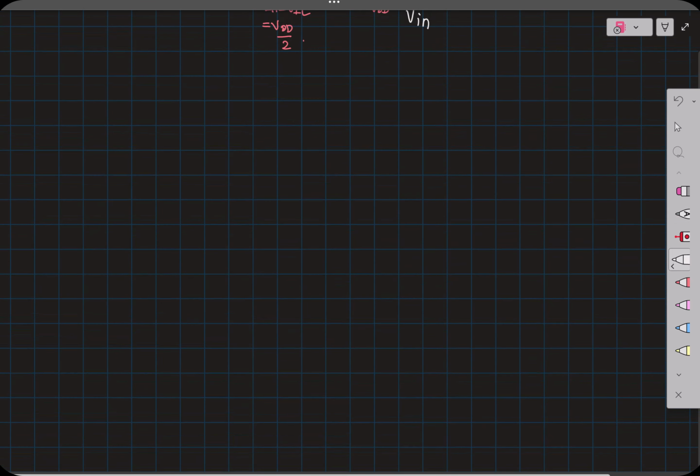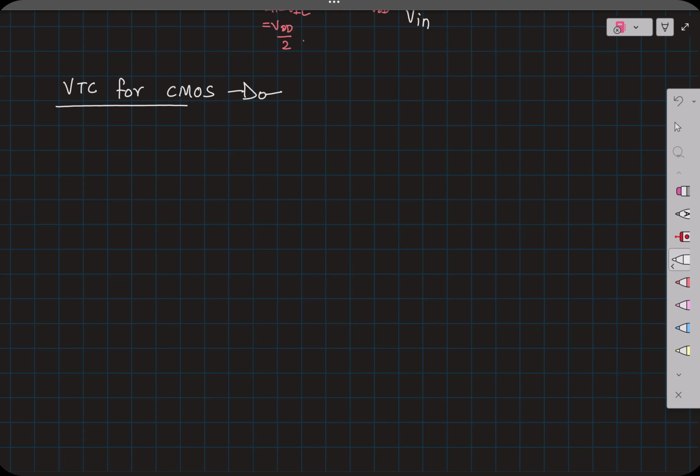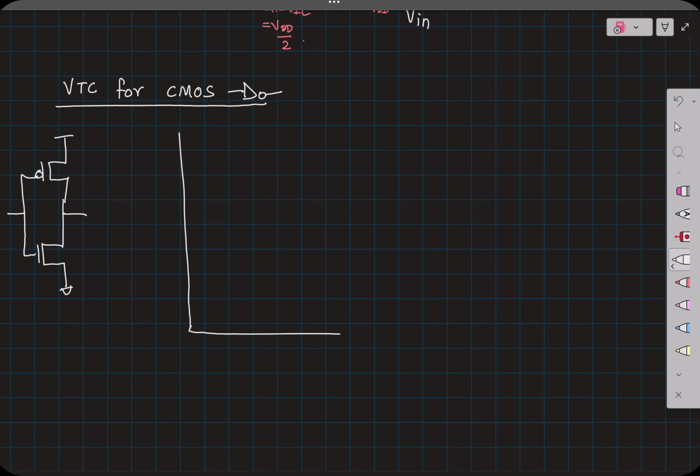So now let us look at the VTC for the CMOS inverter. Before we do the full-blown analysis to obtain the VTC, let us quickly get an intuitive feel for what is going to happen as you change your Vin from 0 to VDD.